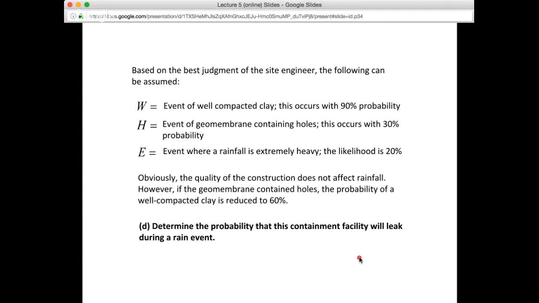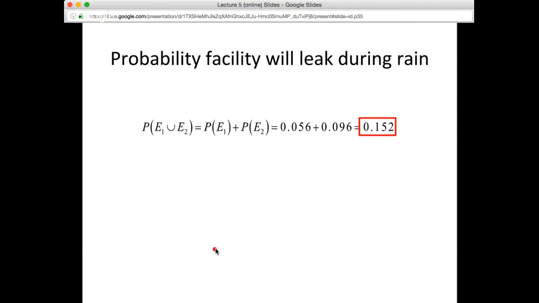All right, we have yet another question. Determine the probability that this containment facility will leak during a rain event. And so that's during any rain event, whether it's heavy rain or a light rain. And basically all that we need to do there is, if you think about it, we have two possible ways a leak can occur, event 1 and event 2. And we're going to condition it on a rain event, which is just our possibility space S. So that's the same as saying the probability of event 1 union with event 2.